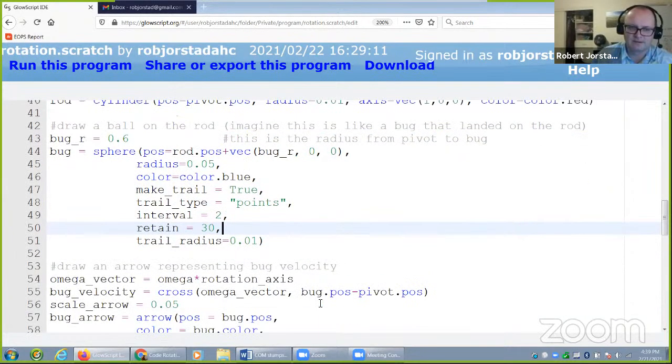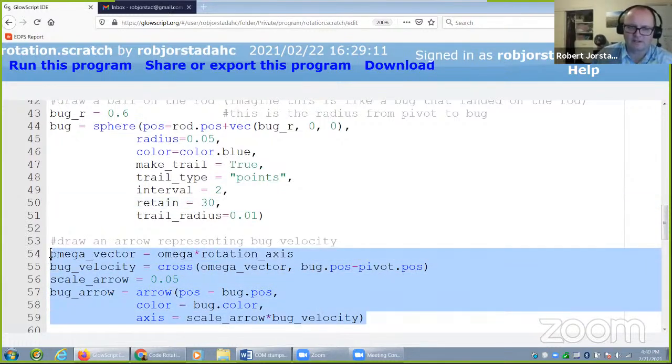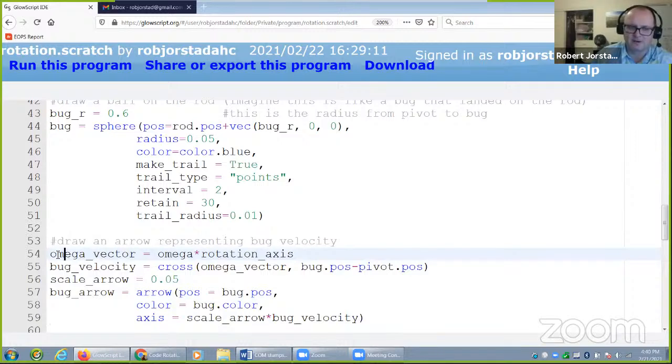Next, let's take a look at this. I guess I did this thing a little bit out of order here, but looking at this, I want to draw an arrow representing the bug's velocity. All right, so this is kind of tricky here. I haven't forgotten about rotating the rod yet. Sorry, my code's out of order. But yeah, so I first want to draw a vector here representing the bug's velocity.